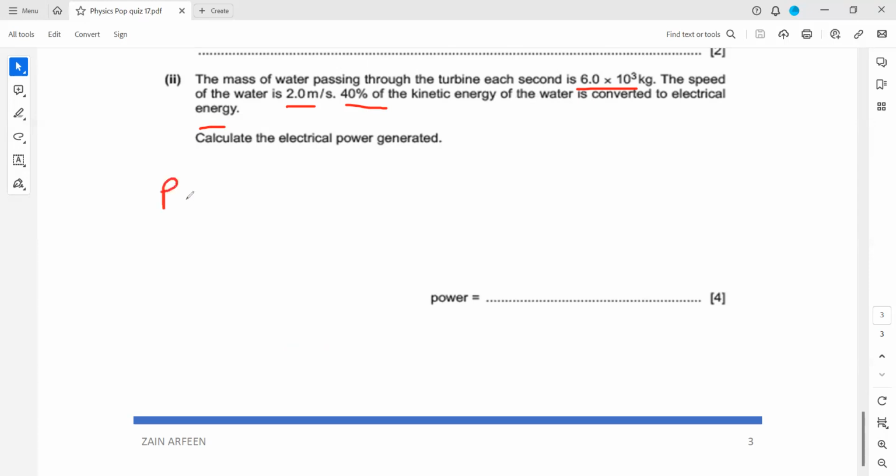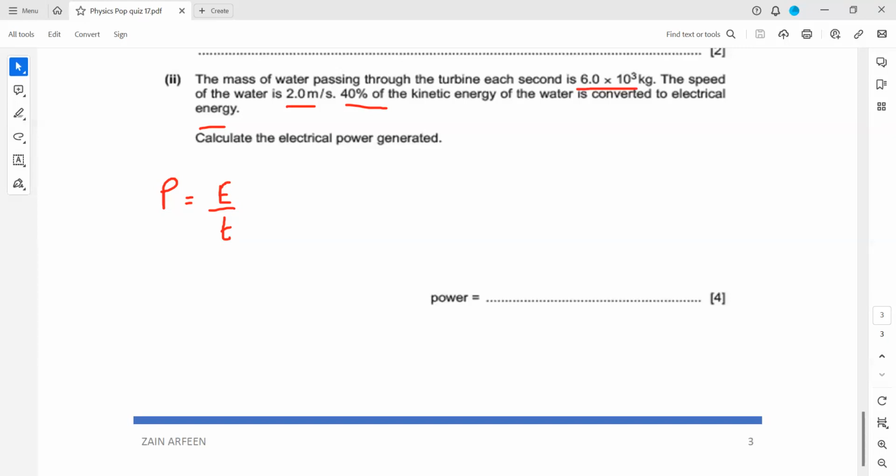How can we calculate the power? We know power is equal to work divided by time, or power is energy divided by time. That's the formula to calculate power. And whenever a question is of 4 marks, what does this give an idea of? It means you have to use at least two different formulas, because if it was a 2 mark question, then one formula is enough and 1 mark for the answer. So whenever a question is of 3 or 4 marks, usually 4 marks means you have to use two formulas.